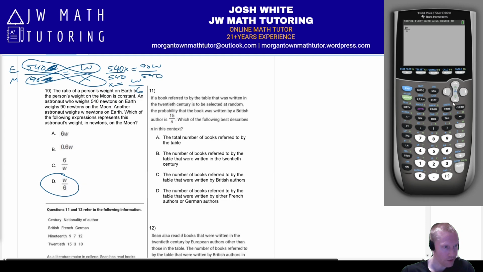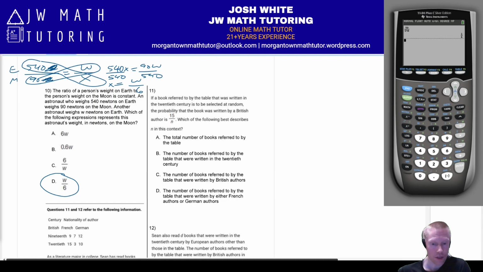So now I'm just going to enter as a fraction vertically 90 over 540. I'm going to hit enter. And notice it just reduces it to 1 over 6. Okay, so that's how you could simplify that fraction if you just did not know that 90 goes into it evenly off the top of your head.